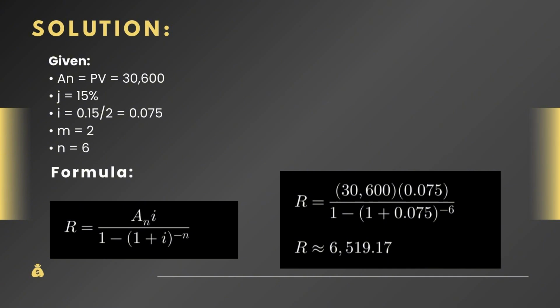R equals A sub N times I divided by 1 minus the quantity of 1 plus I raised to negative N. Solving this, we get a regular payment of approximately 6,519 and 17 cents every 6 months.